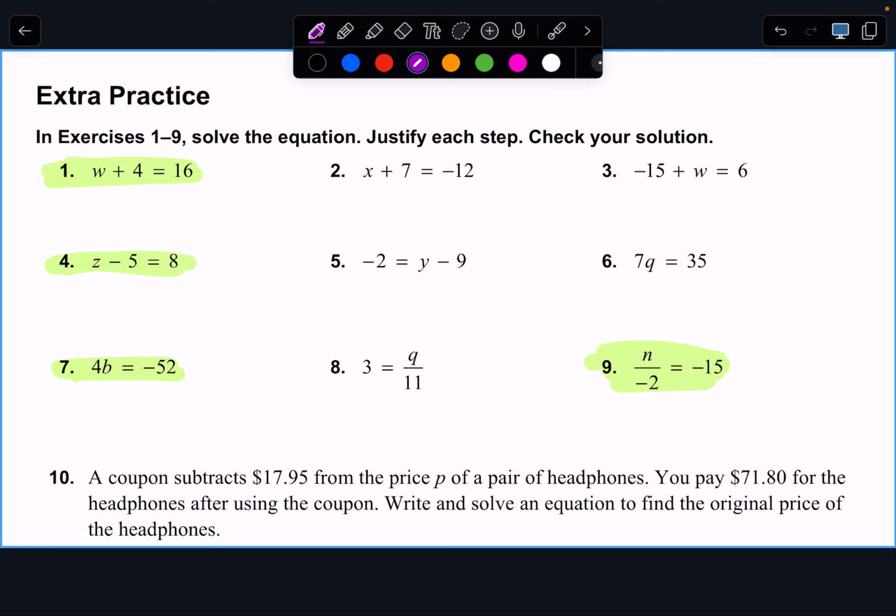Are you gonna pick your own group? All right, here we go. Are we ready? Okay.